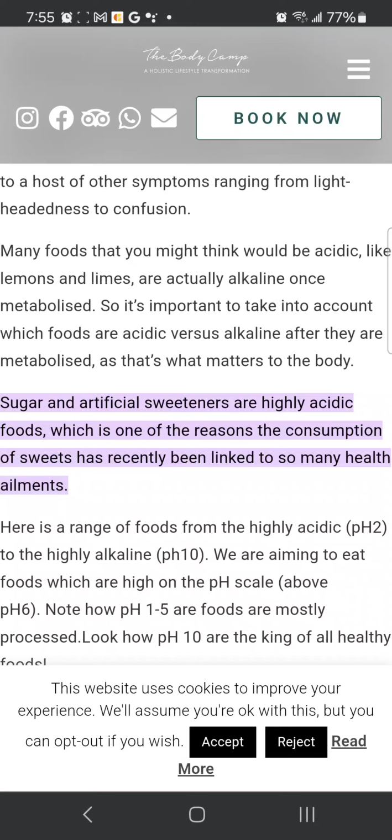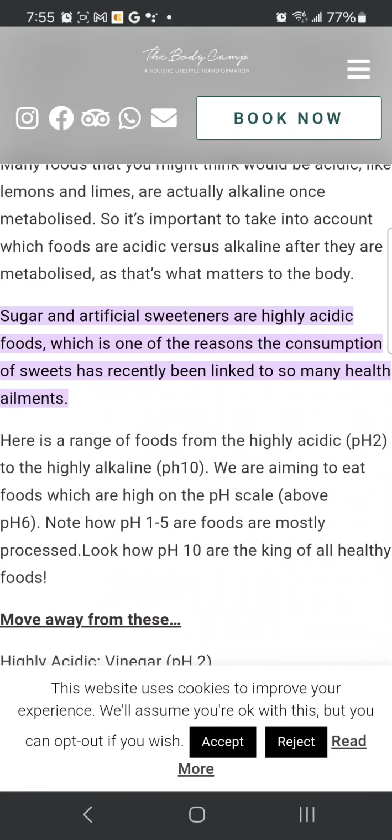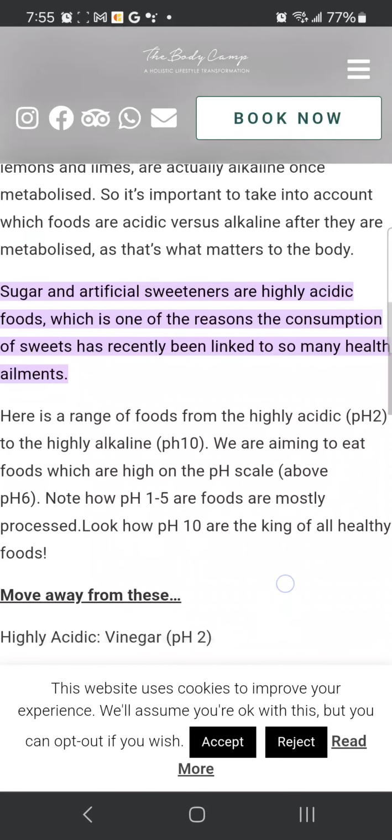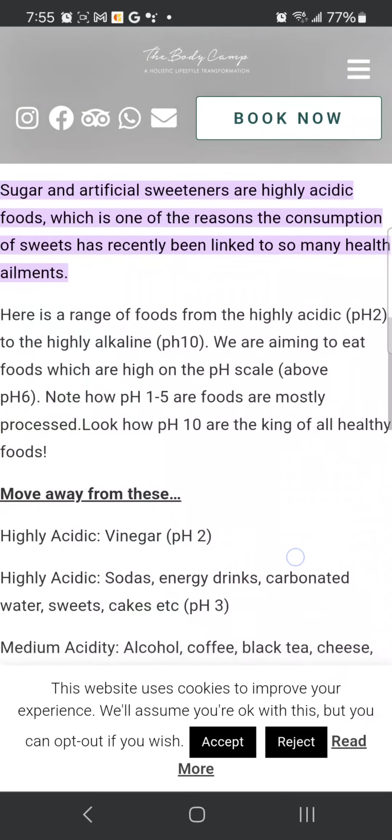So it's important to take into account which foods are acidic versus alkaline after they are metabolized, as that's what matters to the body. Sugar and artificial sweeteners are highly acidic foods, which is the reason that consumption of sweets has recently been linked to so many health ailments. Oh, what do you know? Basically, sugar is just poison. It's just poison. Okay, here is a range of foods that are highly acidic to highly alkaline.